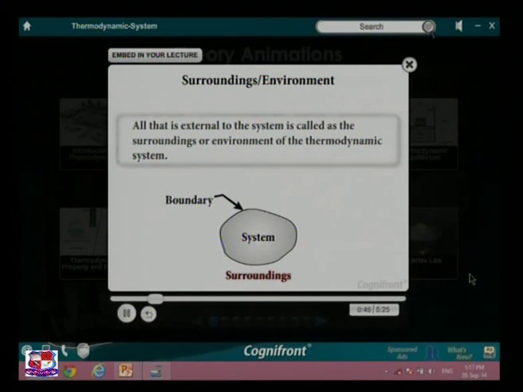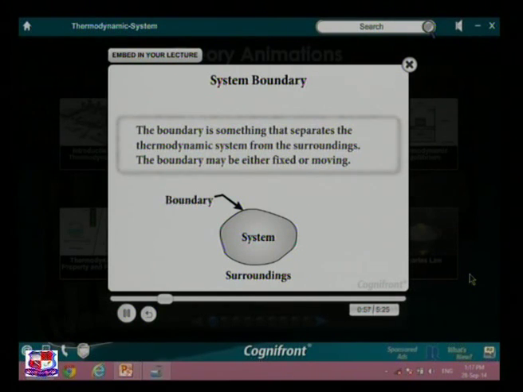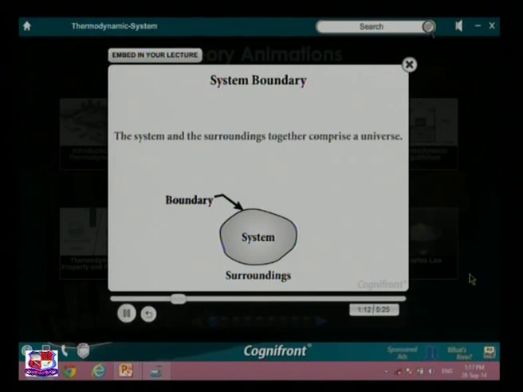All that is external to the system is called the surroundings or environment of that thermodynamic system. System boundary: the boundary is that which separates the thermodynamic system from its surroundings. The boundary may either be fixed or moving. The system and the surroundings together comprise a universe.